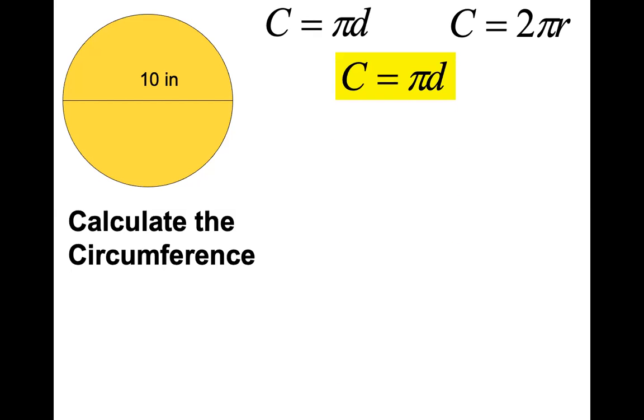You see what I did? If they give you a diameter, I'm going to use the one with the d in it. Okay? Well, I know what pi is. Pi is what? From the previous box. 3.14. I know what the diameter is. The diameter is? 10. So what does it say to do with those 2 numbers? Multiply. So all I'm going to do is multiply.